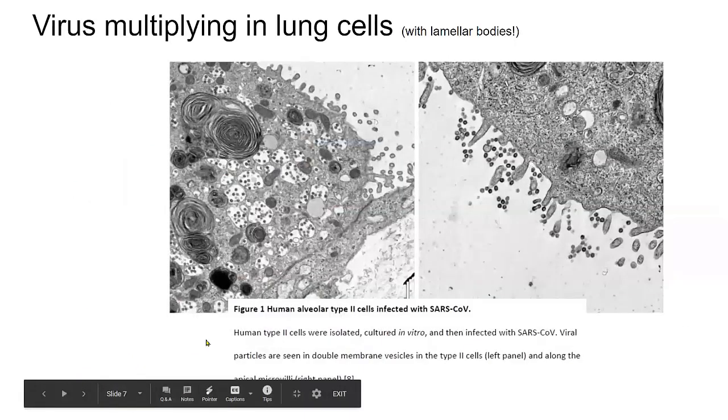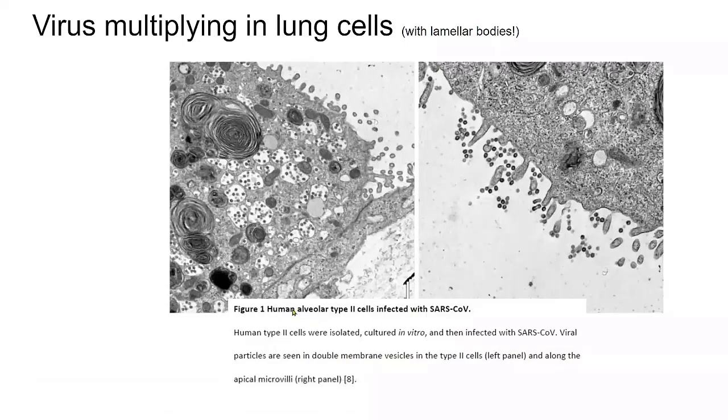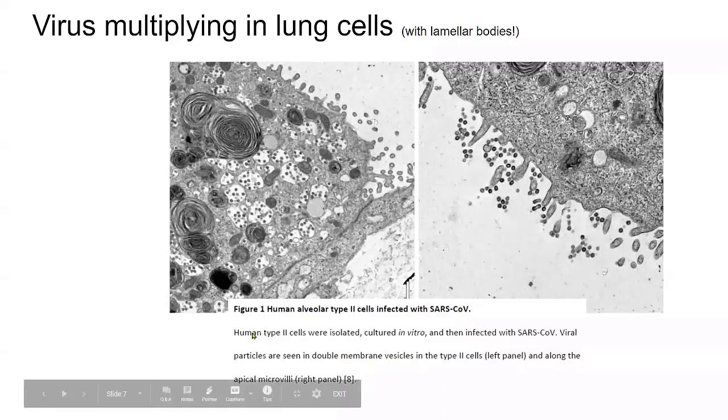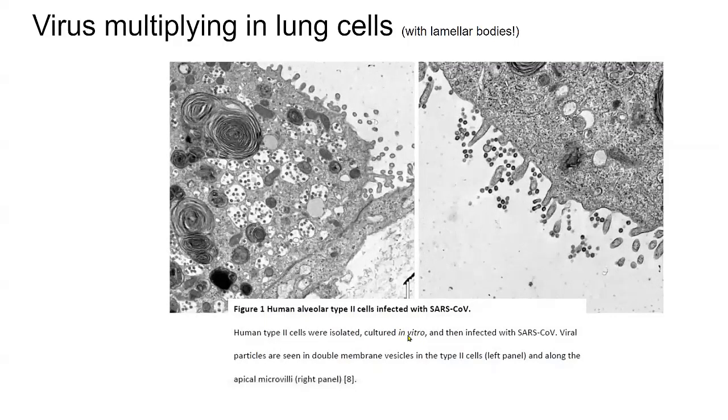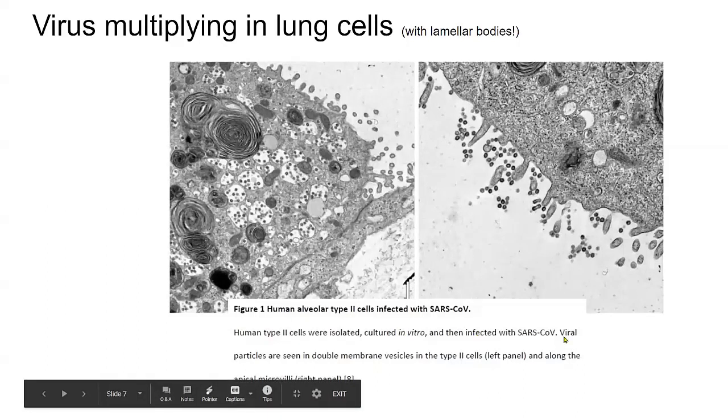I love this picture. It taught me so much. First you have to know, what am I looking at? These are human lung cells. Alveoli is the special part of your lung where the gas exchange takes place. These are human lung cells infected with the virus. These cells were taken out of a human. You can grow them in vitro, meaning in a little dish, so they're growing in a petri dish, and then they infected them with the virus.